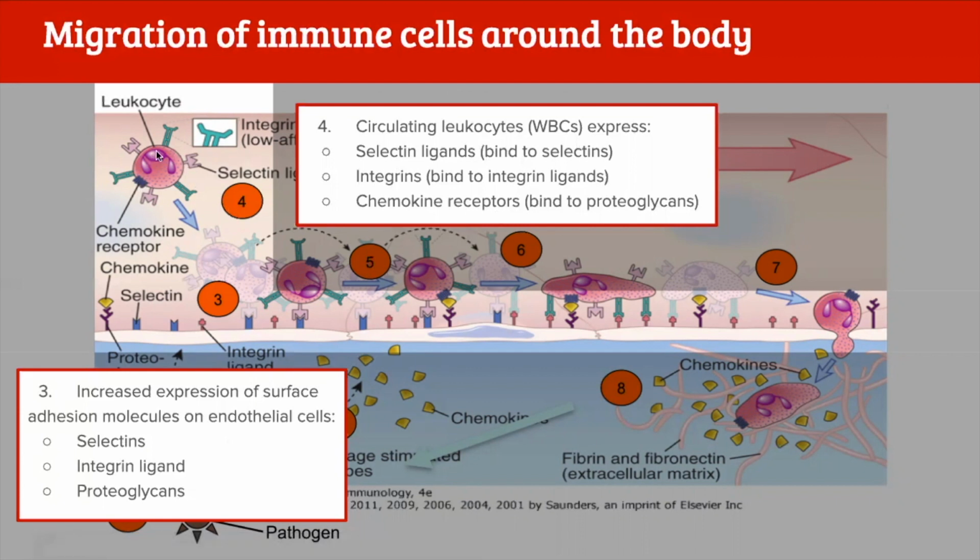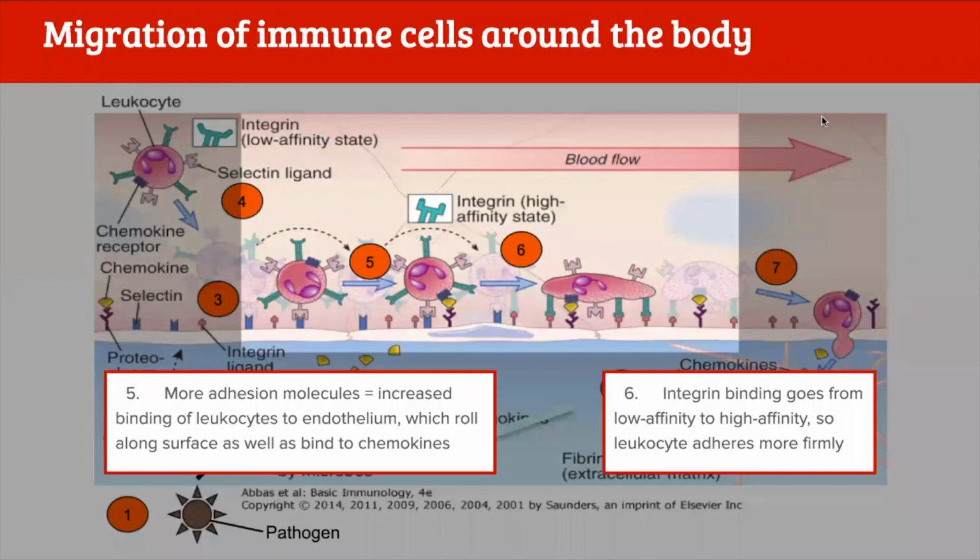So you can see here, this is your leukocyte. You can see that it's expressing integrin and selectin ligands and chemokine receptors, okay? All right, step 5. So more adhesion molecules means that you'll have increased binding of leukocytes to the endothelium. Okay, so you can see that here. They've come down because they're expressing more receptors, and because endothelial cells are also expressing more surface receptors, there's going to be increased binding between the leukocytes and the endothelium.